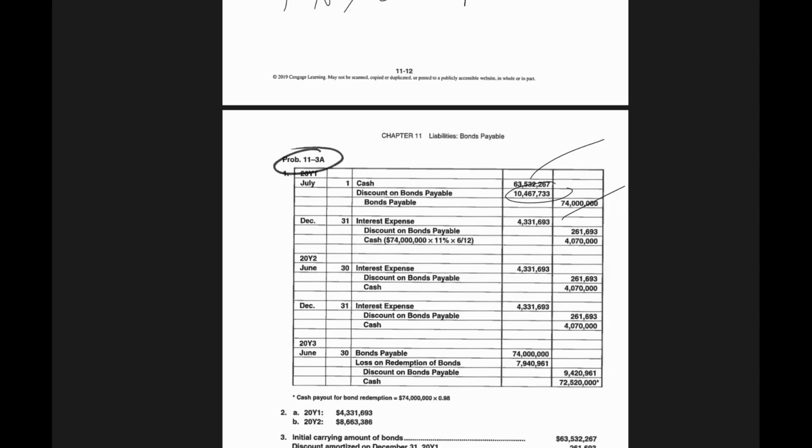Paid the semi-annual interest on the bonds. The bond discount of $261,693 is combined with the semi-annual interest payment. So it's a $74 million bond. We pay 11%, 6/12, half a year, $4,070,000. They gave us a $261,000 discount number. That adds to our total interest expense.